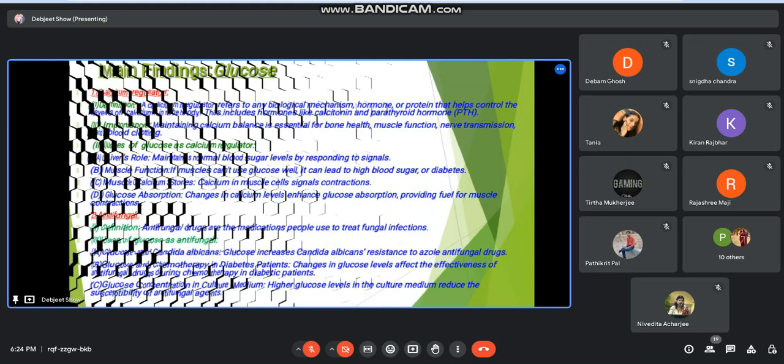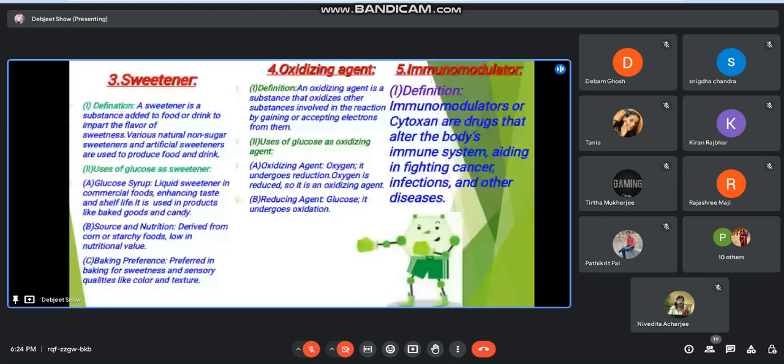Next is sweetener. What is sweetener? A sweetener is a substance added to food or drink to impart the flavor of sweetness. Various natural non-sugar sweeteners and artificial sweeteners are used to produce food and drink.